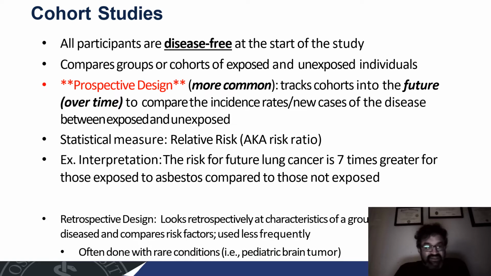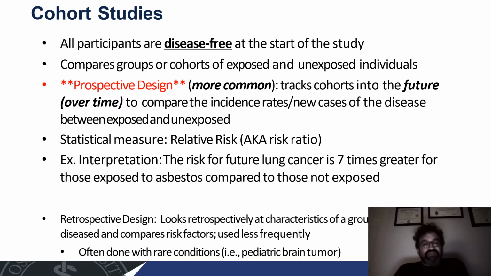So cohort studies: all participants are disease-free at the start of the study, and it compares groups or cohorts of exposed and unexposed individuals. Prospective design is more common, tracking cohorts into the future over time to compare the incidence rates, the new cases of the disease, between exposed and unexposed. The statistical measure is relative risk, also known as risk ratio. Interpretation: the risk for future lung cancer is 7 times greater for those exposed to asbestos compared to those not exposed.